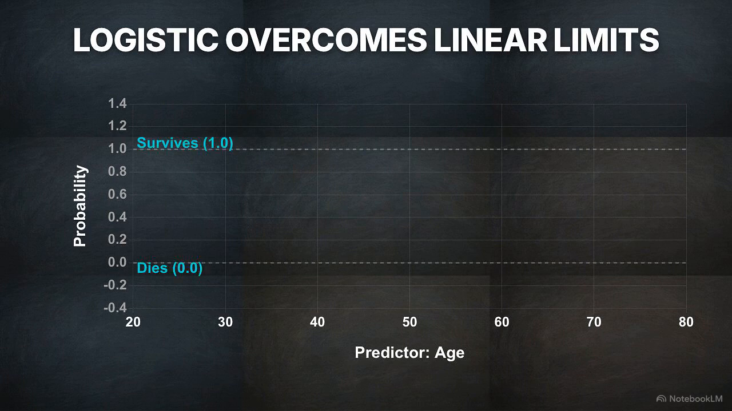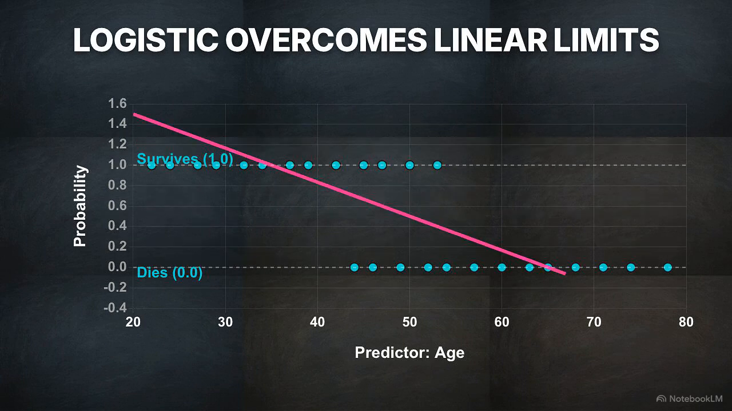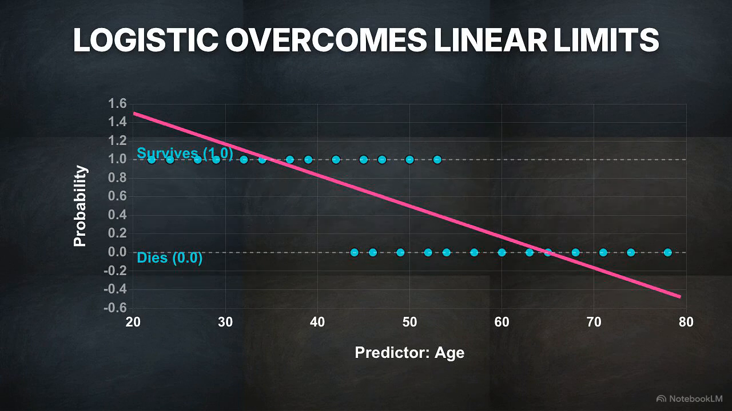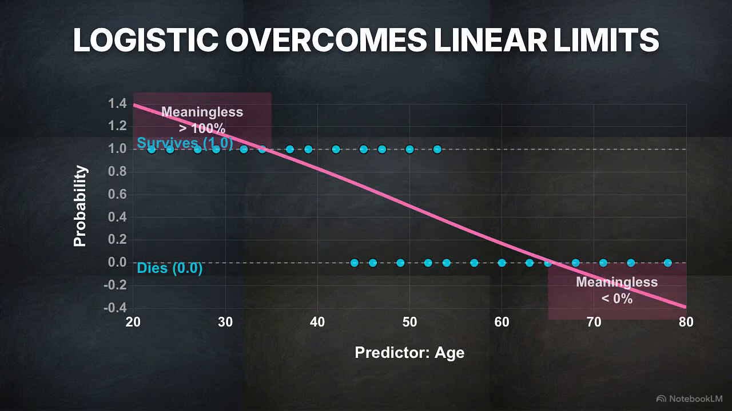This chart plots a strict binary outcome, like whether a patient survives or dies, against a predictor like age. If we try to fit a standard, straight, linear regression line through this data, we immediately hit a wall. Because the straight line extends indefinitely, it eventually outputs probability values below 0% on one end and above 100% on the other. Those numbers are mathematically meaningless for a probability.